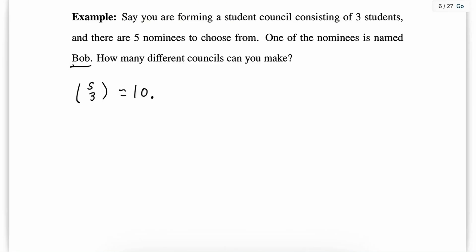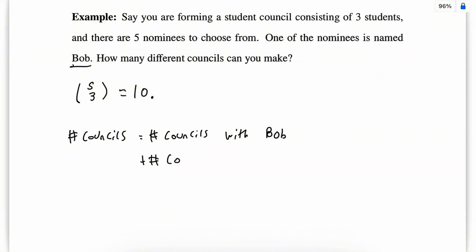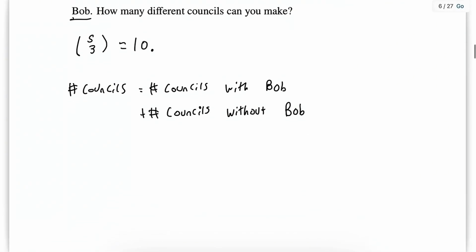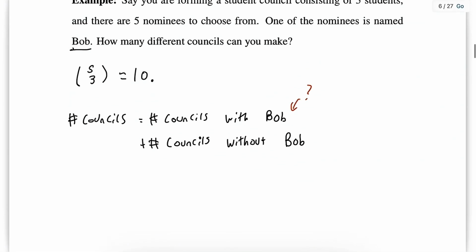So the number of councils that we can make, I'll just write this as number of councils. Well, this equals the number of councils with Bob plus the number of councils without Bob. Okay, I haven't really done anything here. But notice now that this is kind of a different question. We can ask how many councils have Bob in them, right?